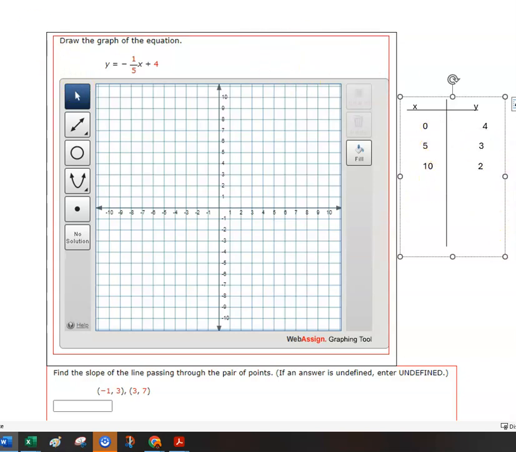Sorry. And I am going to just point to where they are because it seems like the drawing tool is making it glitch a little. So I'll do 0, 4. That's 0, 1, 2, 3, 4. Put a dot there. 5, 3. 5, up 3. Dot, dot. 10, 2. Luckily, I'm over here, 10 and 2. And then my line would go something like this.